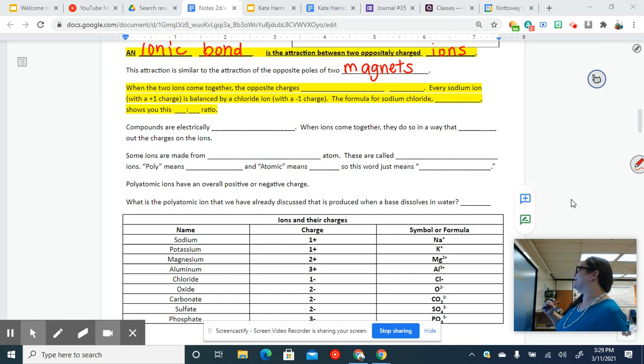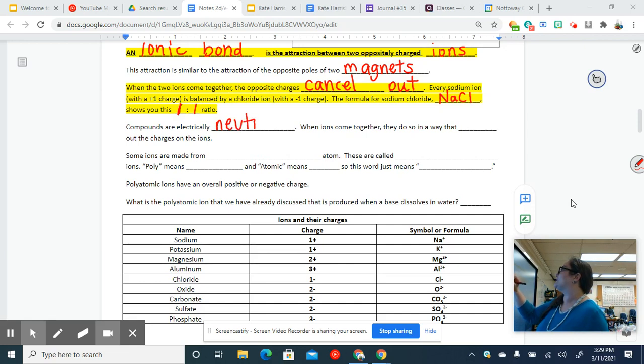So when the two ions come together, the opposite charges cancel out. Every sodium ion has a positive 1 charge, balanced by the negative 1 charge for the chloride. So the formula for sodium chloride, table salt, NaCl, shows you this 1-to-1 ratio: I need 1 positive Na sodium for every 1 negative Cl chlorine. And that's why the formula is NaCl with no subscripts, because they balance each other out without needing any extras of anything. Compounds are electrically neutral.